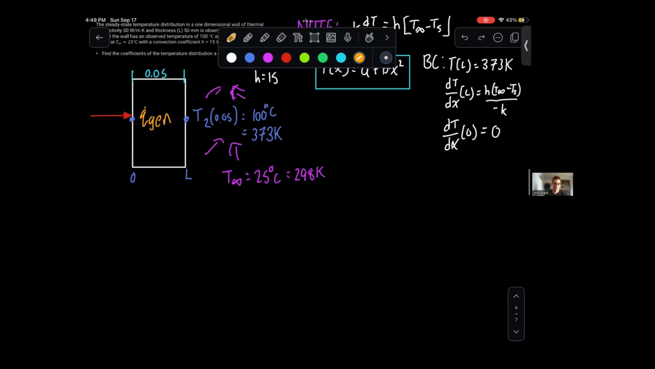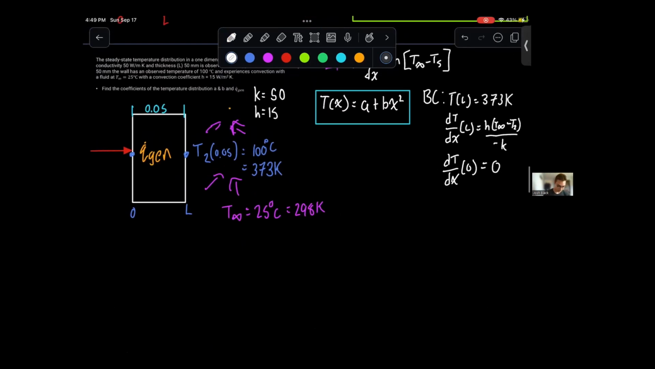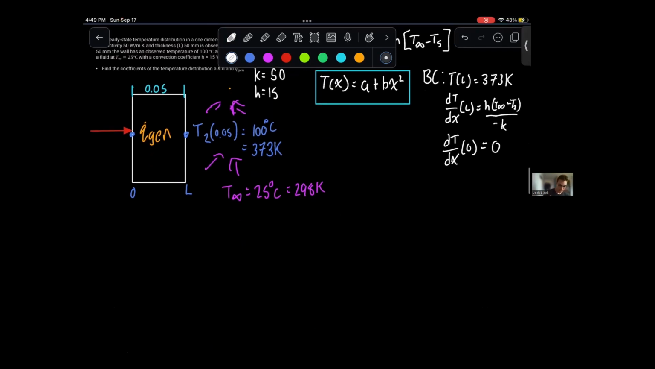That's just a little something to know. It's not super important for this question, but it's nice to know. So we have our boundary conditions. Let's plug it in.